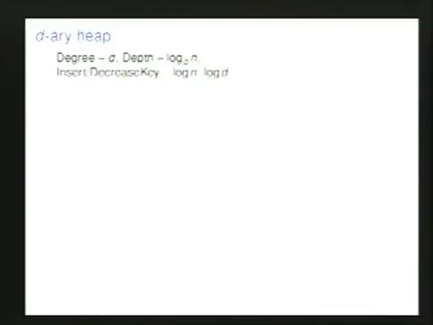So now insert and decrease key, log base d of n is the same as log n over log d. This is just how logs work. Now delete min goes up, right? It's d times the depth. The depth is log n over log d. And the factor of d comes from checking all your children.